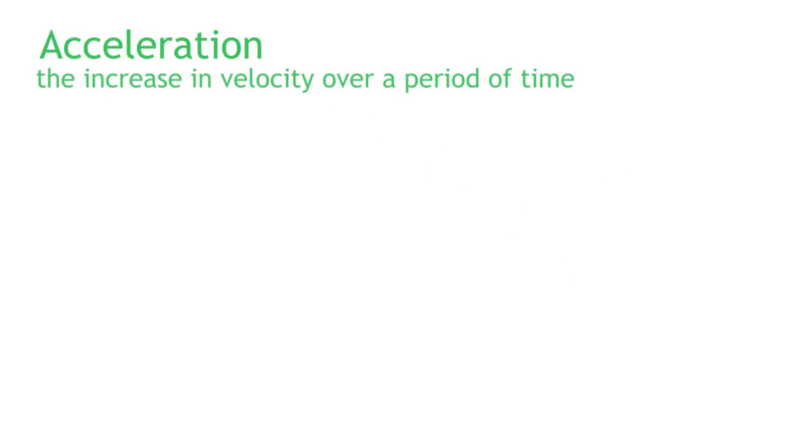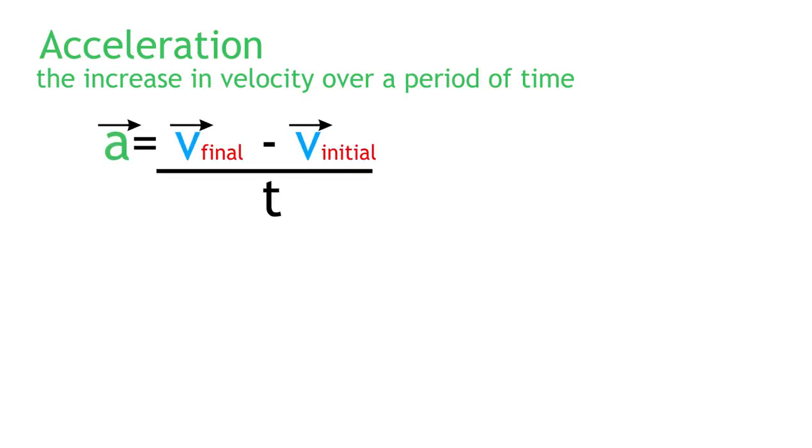Let's accelerate to the next topic. Yep, you guessed it, we're talking about acceleration. Acceleration is the increase in velocity over time. The formula for finding the acceleration of an object is acceleration is equal to final velocity minus initial velocity, divided by the time taken for the change in velocity.